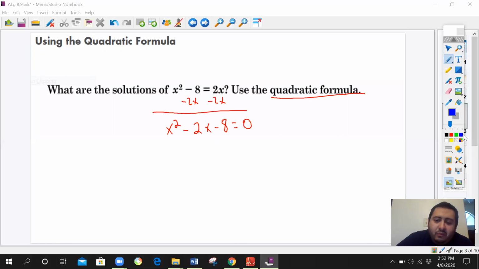Now, since we already set this expression equal to 0, our next step is labeling. Do not rush straight into the formula. First thing, do things slowly. Label your a: your a is 1. Your b is negative 2. Your c is negative 8. Make sure you label those values first.